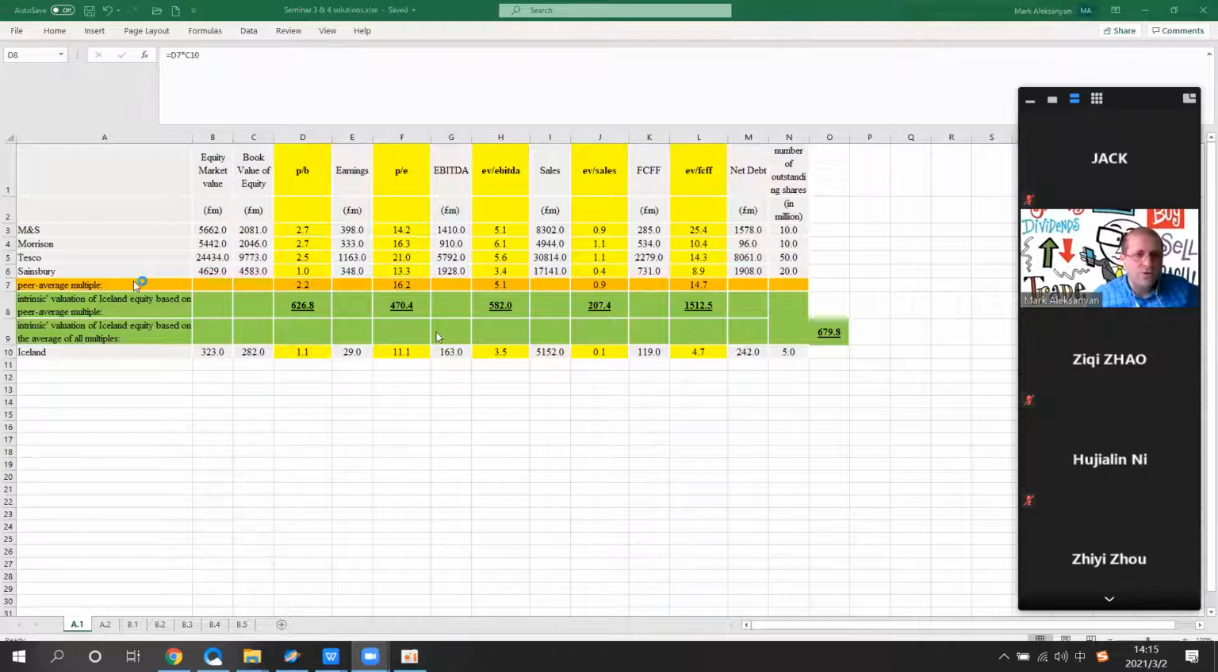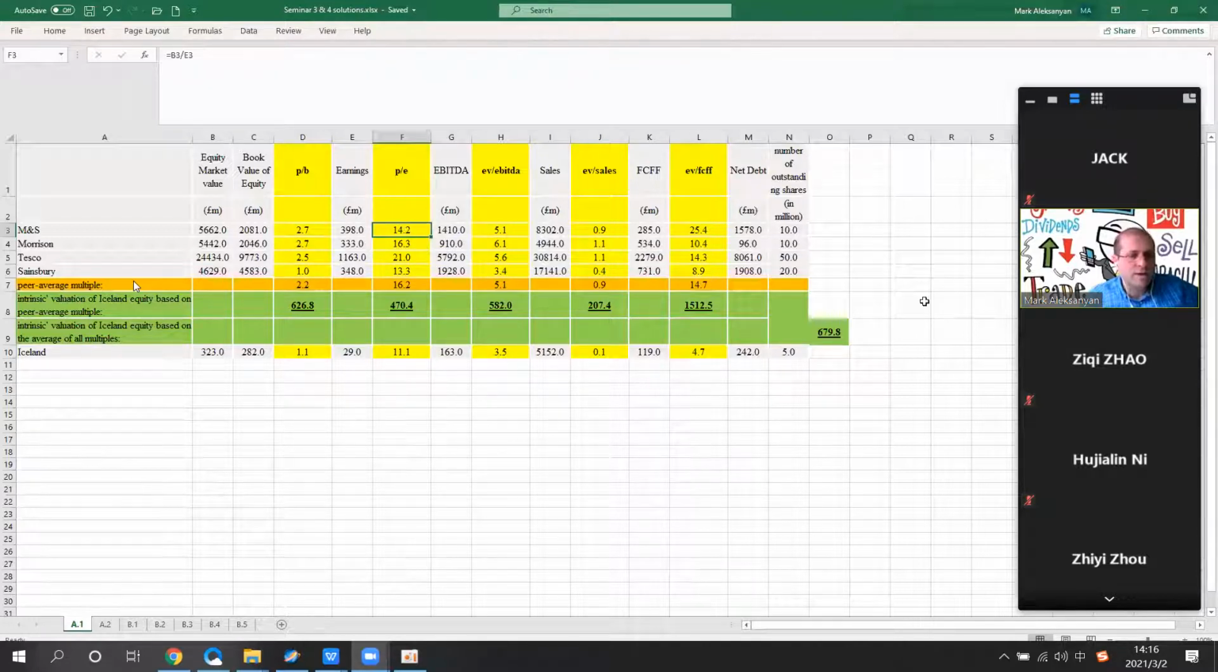And we carry on doing the same thing for PE. So in PE, what we have done, we first of all calculated the PE for every company that we have here for each of the peers. So 14.2, for example, is Marks and Spencer's equity market value divided by its reported earnings. As we see, the formula is B3 divided by E3. So that's where 14.2 comes from.